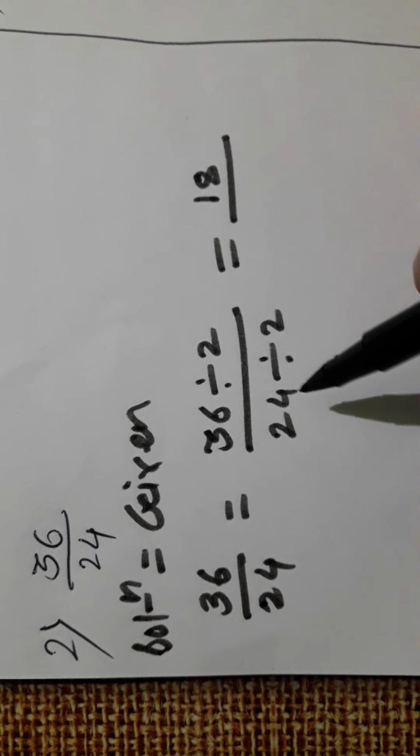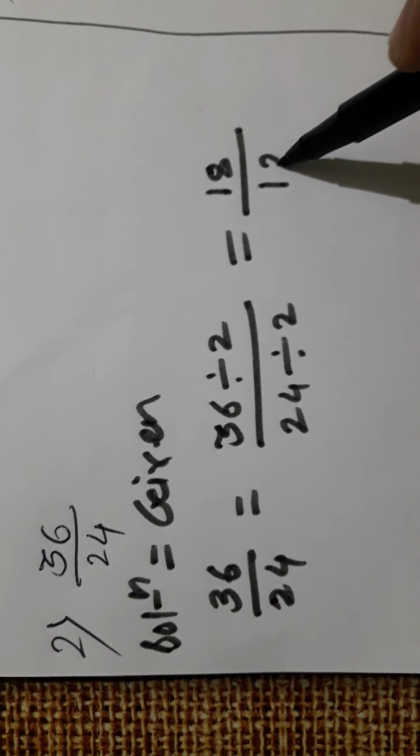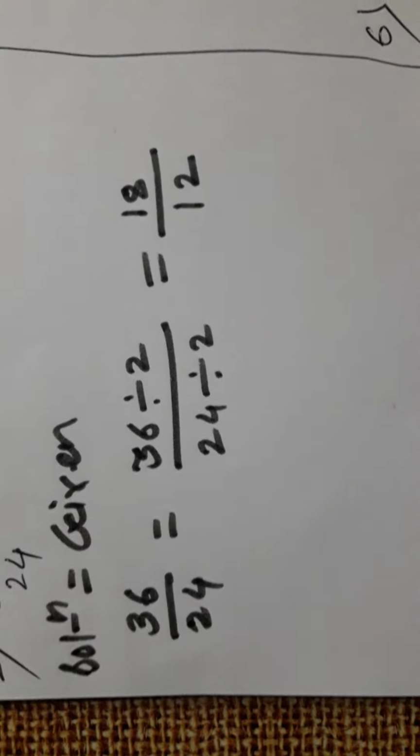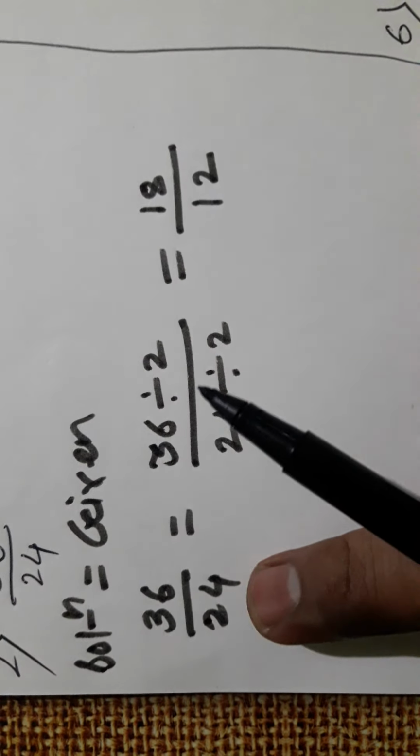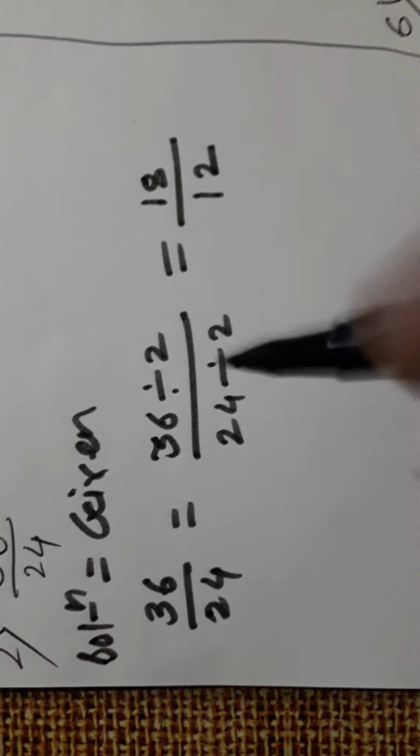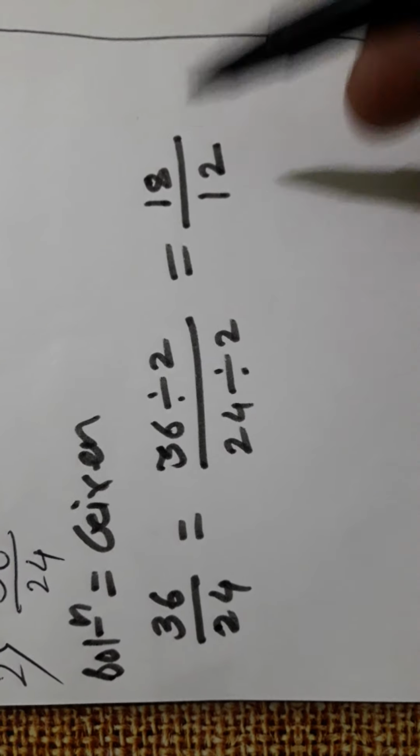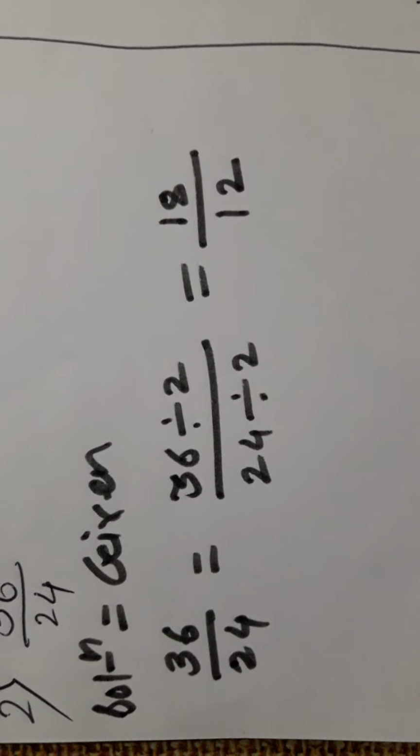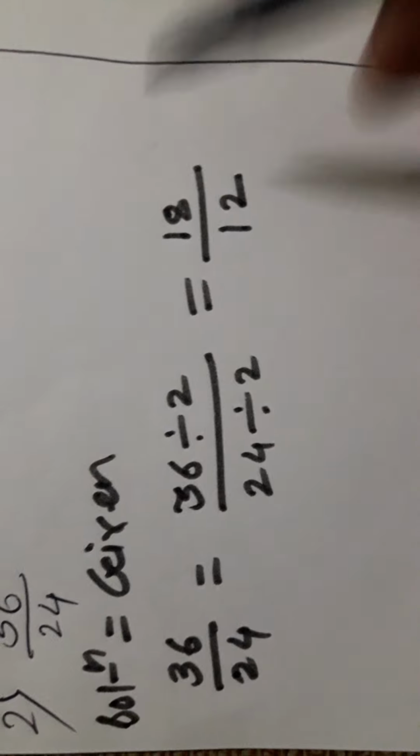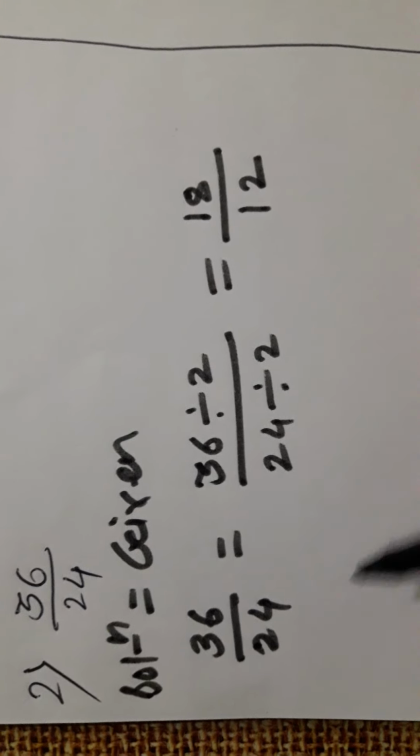2 ones are 2, 2 2s are 4, means here 12 will be there. Means when we have divided this given fraction by 2, we got 18 upon 12. Now can we divide this 18 upon 12 by 2 again? We have to think about it. Okay, yes, we can divide 18 upon 12 by 2 again.